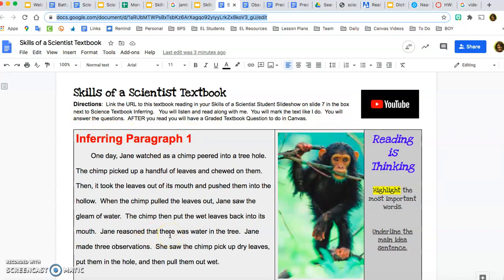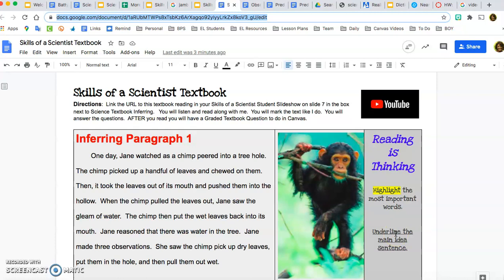Whenever we read our science textbook, we always think of two things. The most important words from that paragraph, we're going to highlight those. And then what is the main idea sentence? We're going to underline that. So this first time today, I am going to show you what that looks like. You simply need to do what I do.